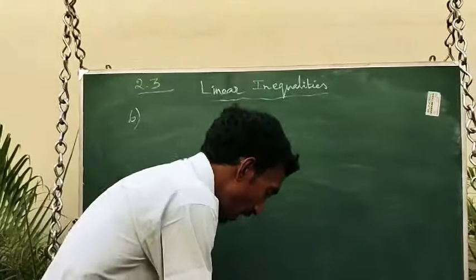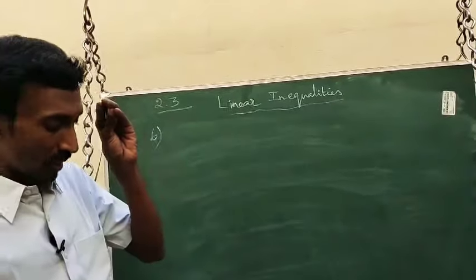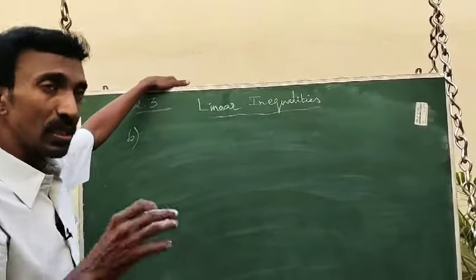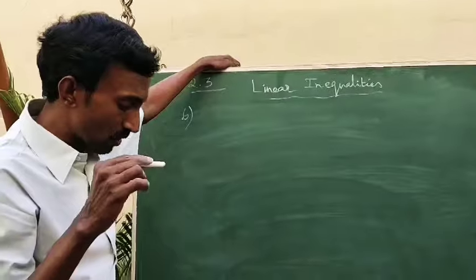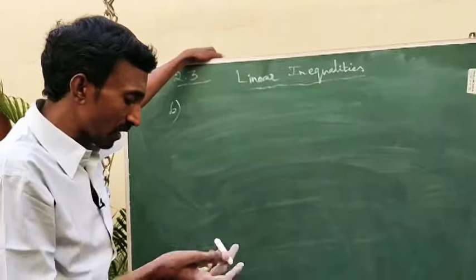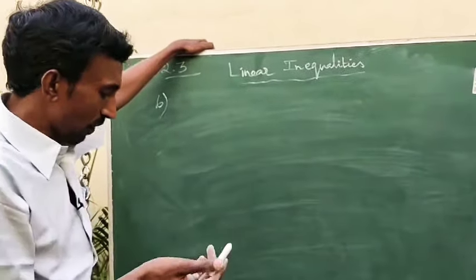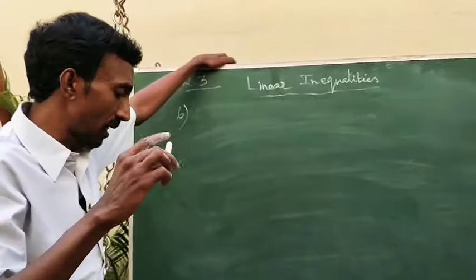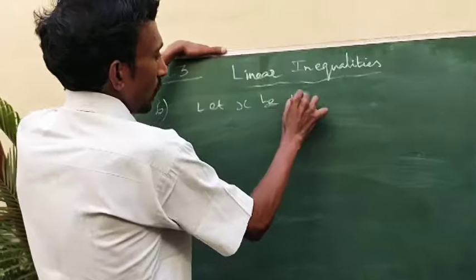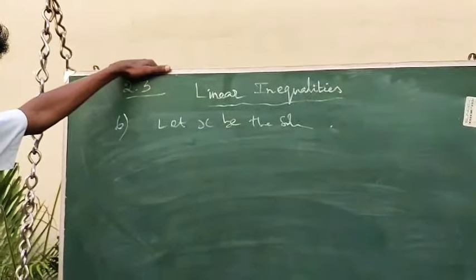So listen here, our aim is to add some amount of 30% acid solution, and already 600 liters of 12% acid solution is present. We have to include this one, and the resultant solution must contain more than 50% and less than 80%. So let x be the solution to be added. Take the required value as some x.